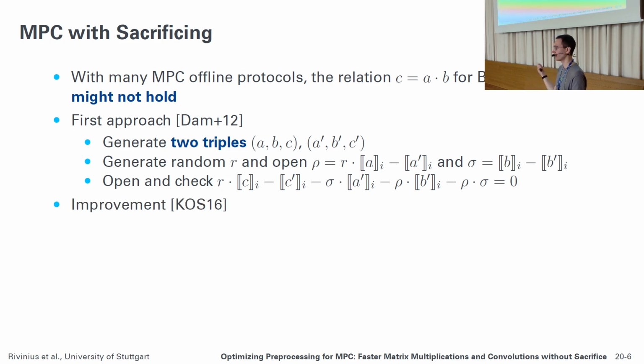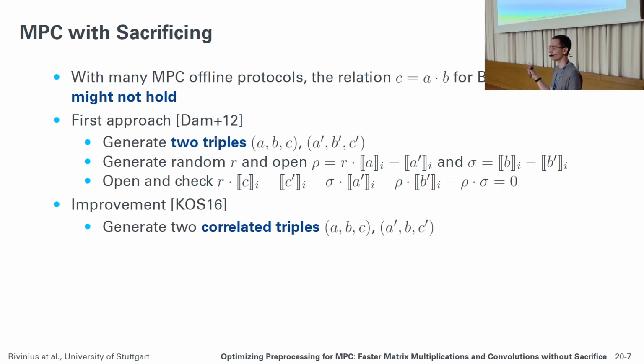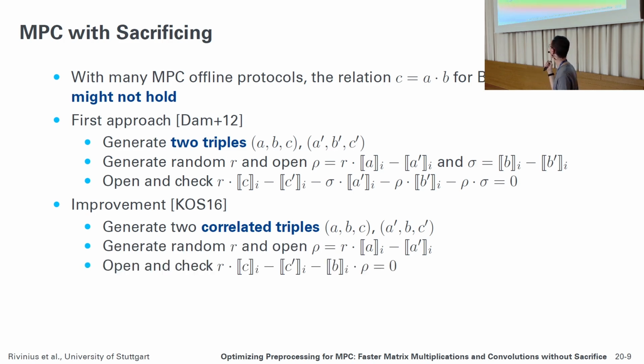Then later in MASCOT that was improved, where you have two correlated triples. So the B here is the same in the first and the second triple. So that's a bit cheaper to compute, and then also cheaper to check because you just have to open one thing. But the expensive part of the correlated triple is the multiplication, and you still have two multiplications here.